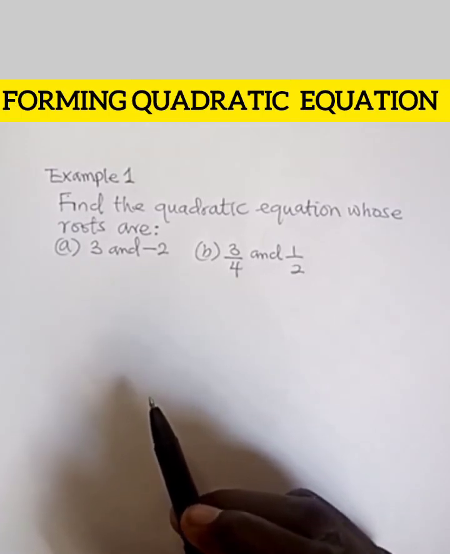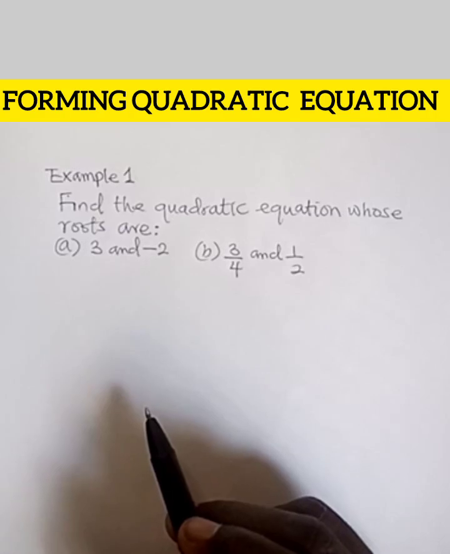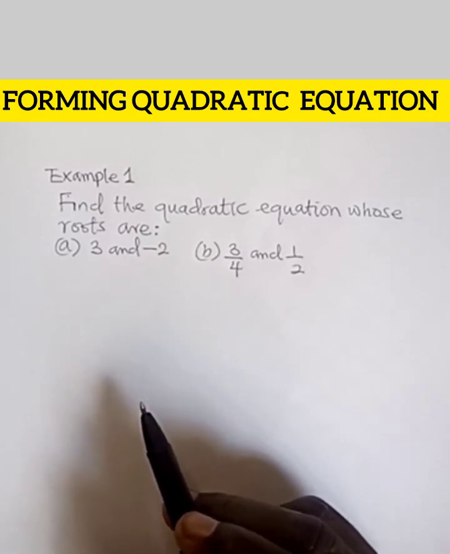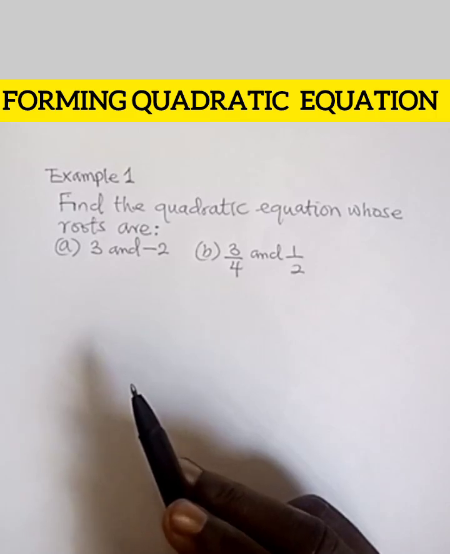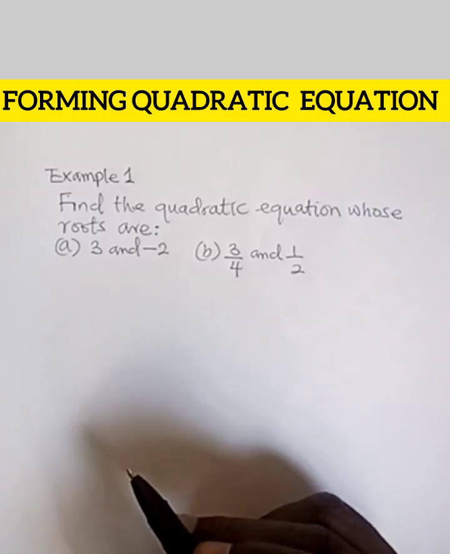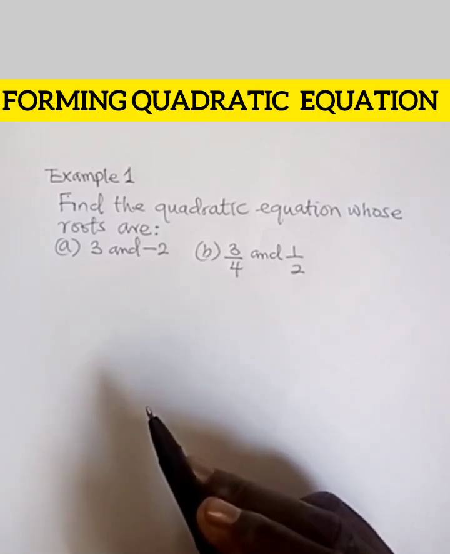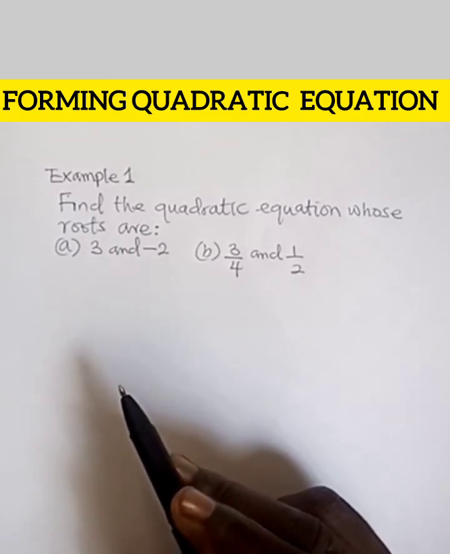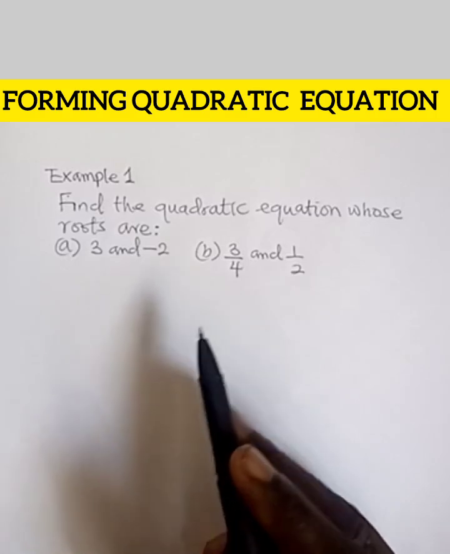Alright, today we are going to be looking at finding a quadratic equation whose roots are given. If you followed the previous problem we solved, then you understand that we solved problems under sum of roots and product of roots. So this is a continuation from where we stopped in the previous tutorial. So let's continue with what we have here.